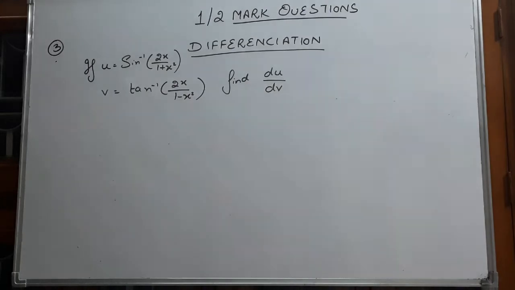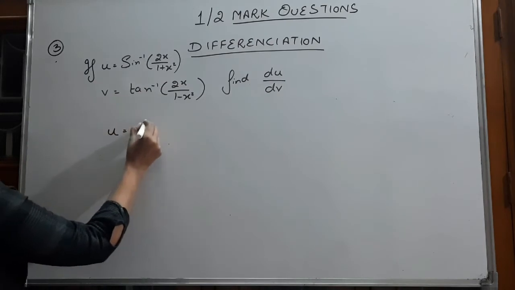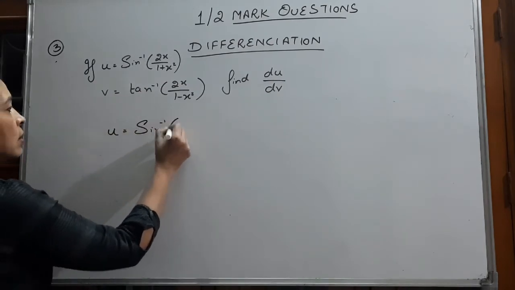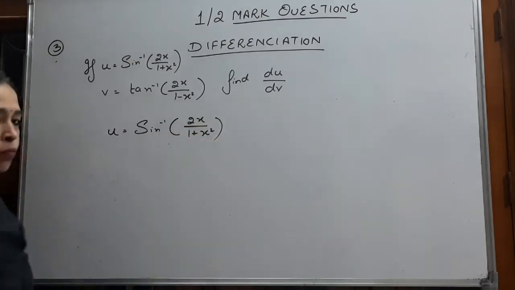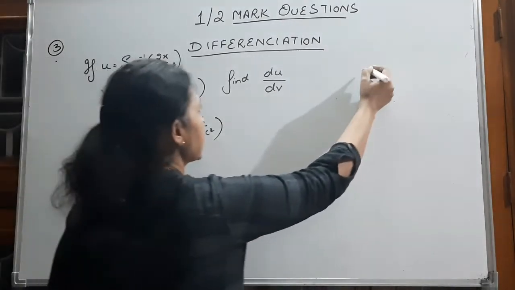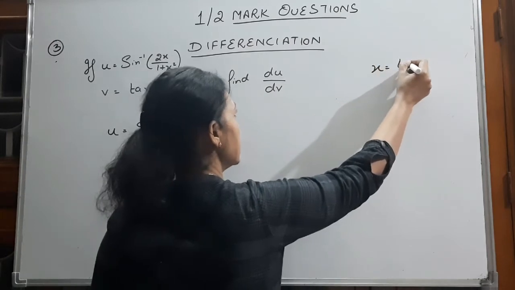If u equals sine inverse 2x upon 1 plus x square and v equals tan inverse 2x upon 1 minus x square, find du by dv. First we have u equals sine inverse 2x upon 1 plus x square. What will we do? We will take x as tan theta.